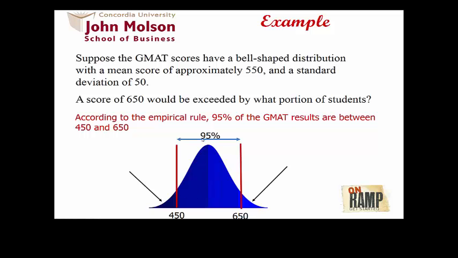If 95% is there, what is left for each little portion on the side? 5% divided by 2, so I have 2.5% and 2.5%. What can we say about a GMAT score of 650? A GMAT score of 650 will only be exceeded by 2.5% of students. So the empirical rule can be used to make some approximations about positions.